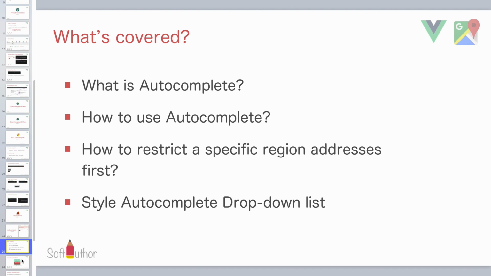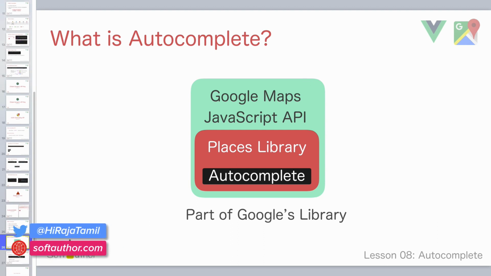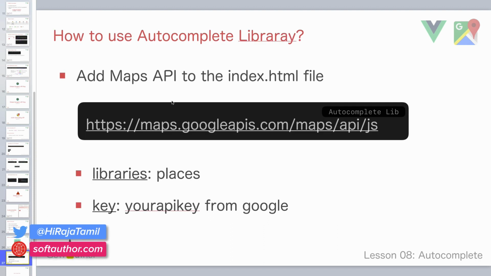What is autocomplete? Autocomplete is a Google library, which is a part of Google's Places library in the Google Maps JavaScript API. The first thing to do is to load the Google Maps API URL before using the autocomplete library in our project. As you can see, the API URL is generic, so we just need two query parameters to add at the end to let the API know that we are using the autocomplete library.